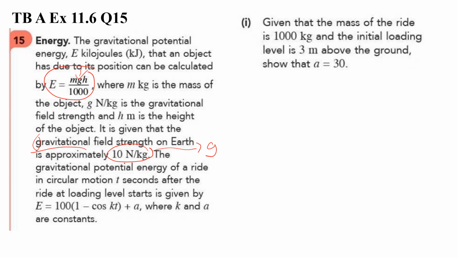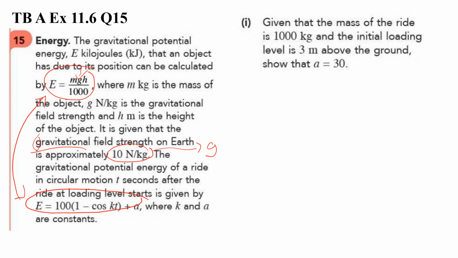Okay, so the gravitational potential energy can also be modeled using this. So basically, these two formulas are the same. They represent the same thing, the gravitational potential energy. So that means there are two ways of calculating your gravitational potential energy. One is using mgh over 1000. The second one is using your cosine curve, which is 100 bracket 1 minus cos kt.